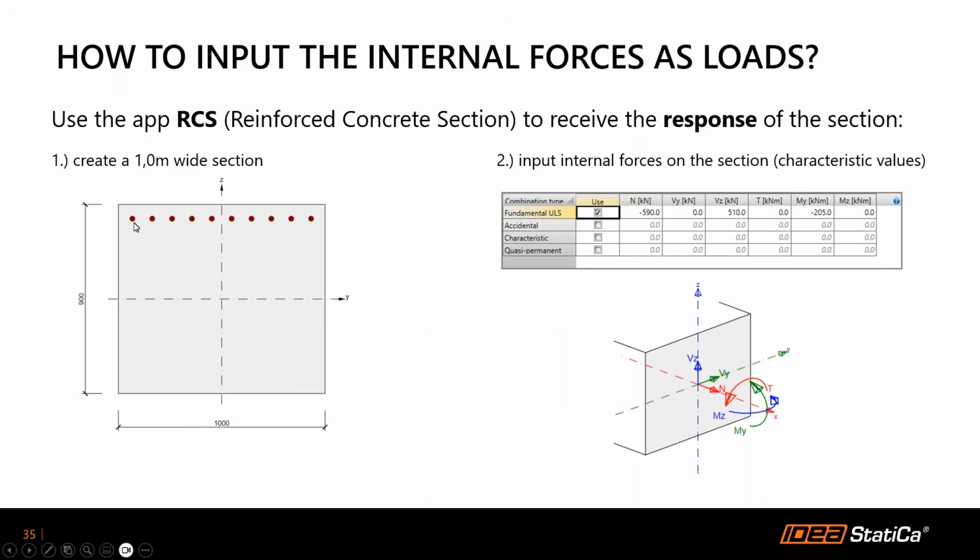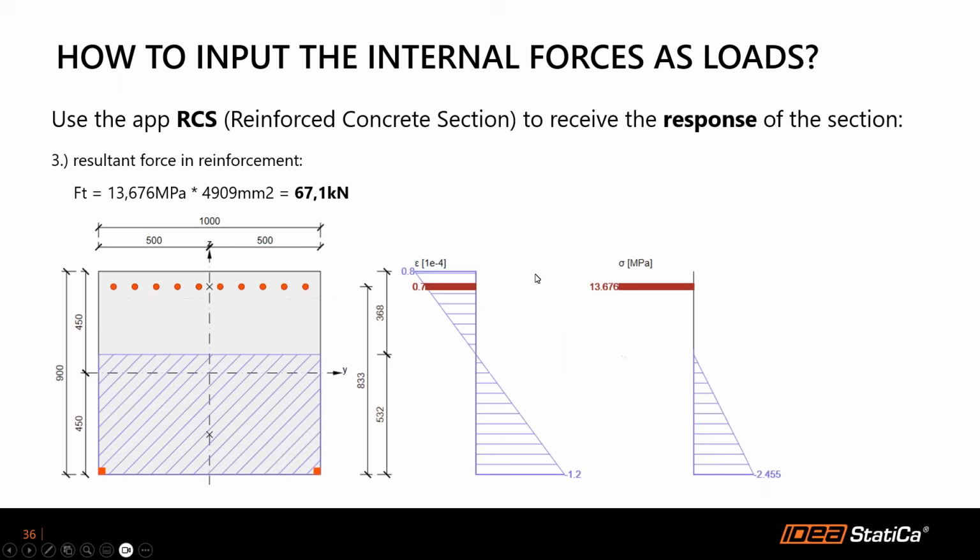I have some reinforcement input to the upper edge. These are 10 reinforcement bars with the diameter of 25 millimeters. I input internal forces on the section in characteristic values. These are the internal forces that came from the global analysis of the structure. And from this input, I receive the response of the structure.